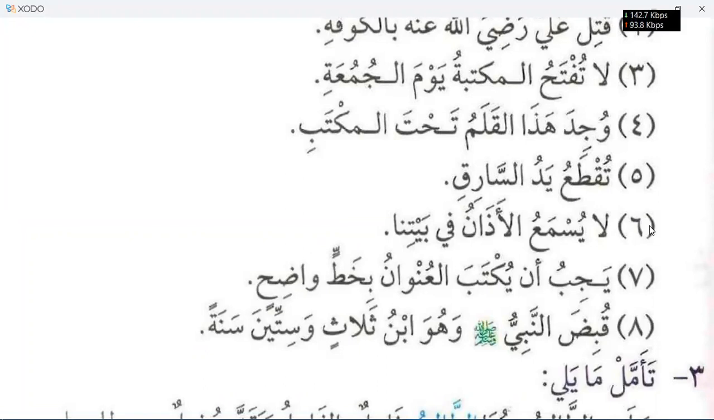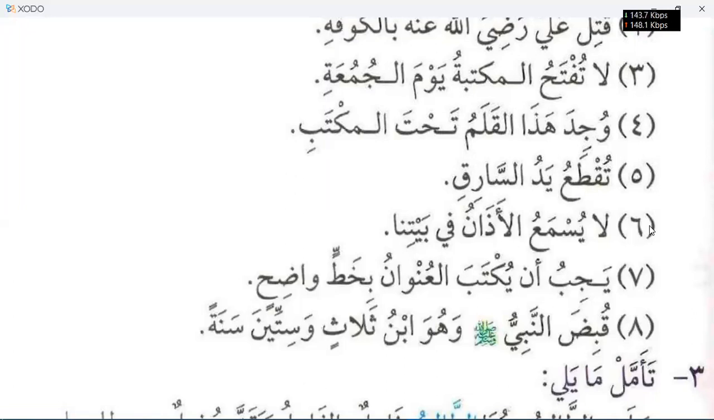La yusma'u al-adhan fi baytina. Yes. So la is no. Yusma'u, he did not hear. Al-adhan, the adhan. Fi, in. Baitina, our house. Okay. Is it correct? Azan is not heard in our house.